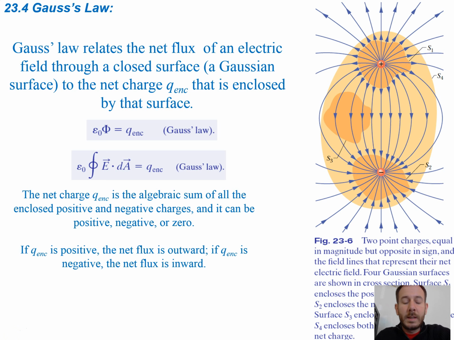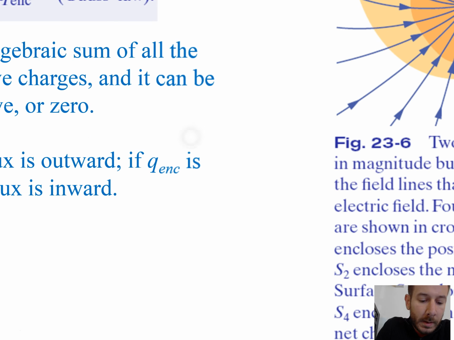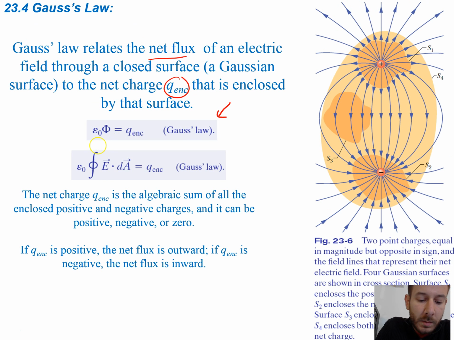All right, next we want to get into Gauss's law. Gauss's law relates the net flux of an electric field through a closed surface, which is a Gaussian surface, to the net charge, or Q enclosed, that's enclosed by the surface. So here is one version of Gauss's law. It's epsilon naught that we've used before, times phi, which is our flux, and that's going to be equal to the enclosed charge.